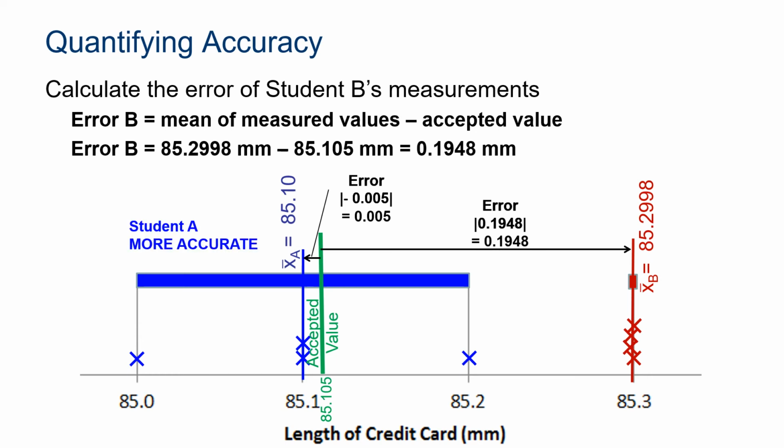So we can see that student A is more accurate because the numbers are telling us, okay, if you have a smaller error, that means you're more accurate. You want a smaller difference between your average and your accepted value, the average values of your measurements and the accepted value.